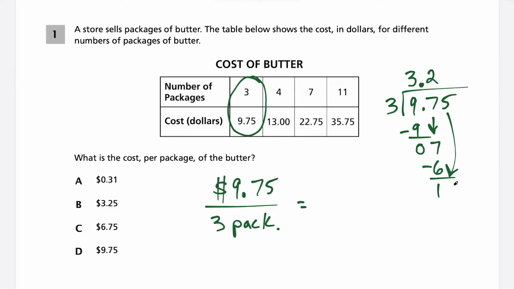I bring down the 5, and 3 goes into 15 5 times. 5 times 3 is 15. So when we subtract, we have no remainder. So this simplifies nicely to 325. So it is $3.25 for a single package. So $3.25 for 1 pack of butter here. And this is going to match up with choice B.